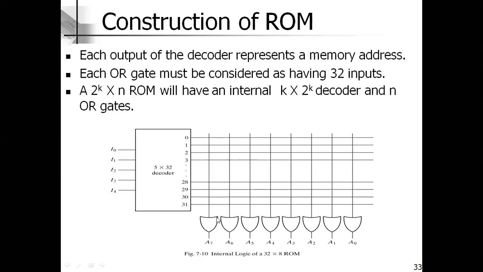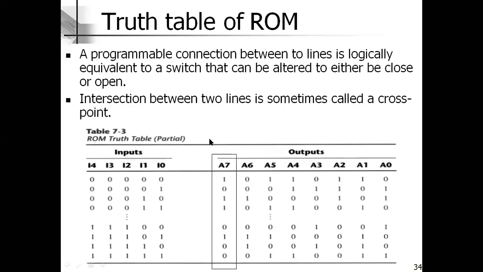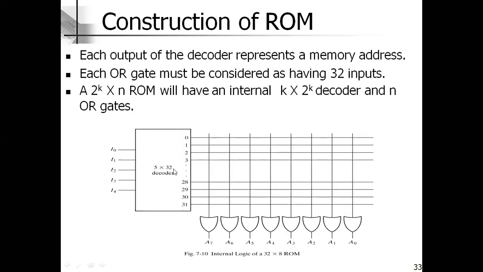Each OR gate has 2 power k inputs, that means 32 here, which are connected to each of the outputs of the decoder. So how many total internal connections does this ROM structure have? 32 by 8, therefore 256 internal connections.